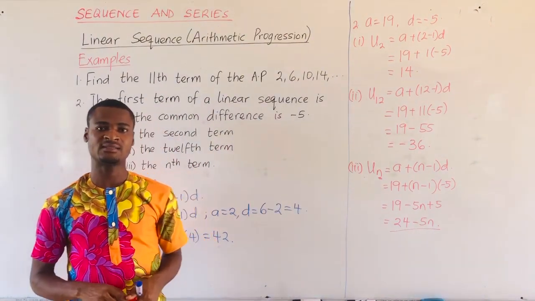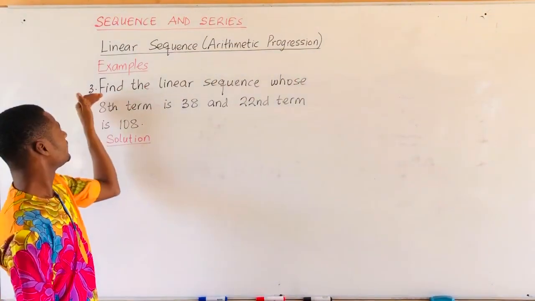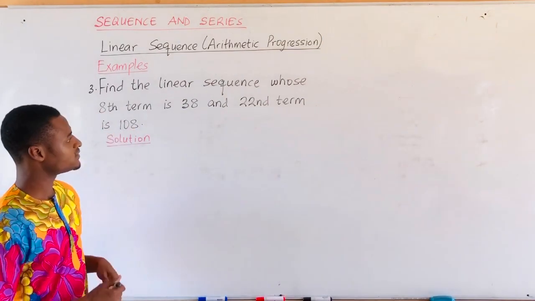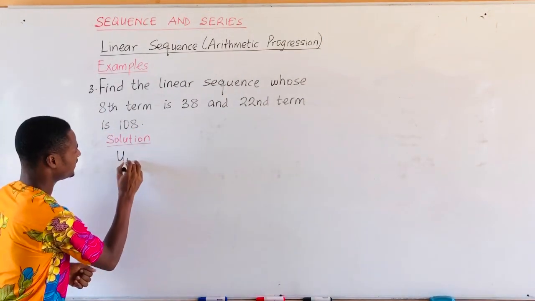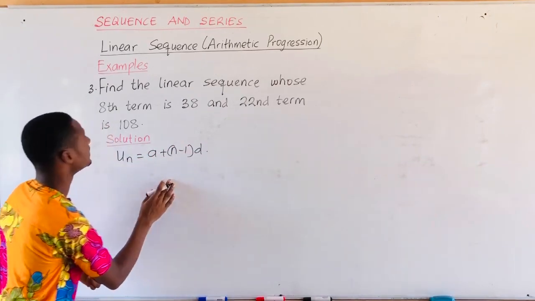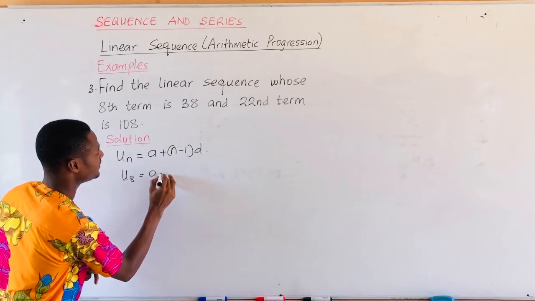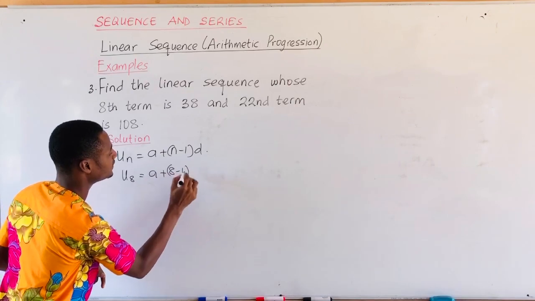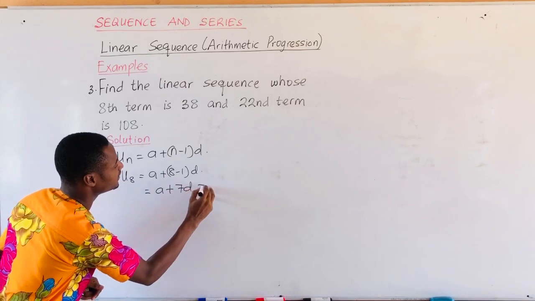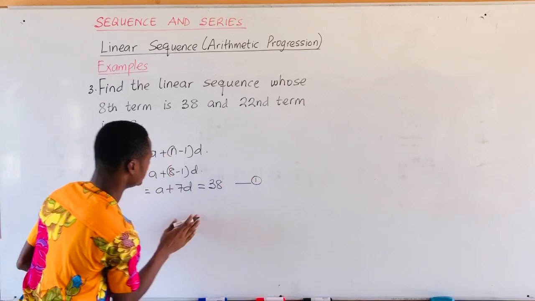We will take another example on this. Find the linear sequence whose 8th term is 38 and 22nd term is 108. We have learned that Un is a plus (n minus 1)d. And so U8, which is the 8th term, is a plus (8 minus 1)d. That will give us a plus 7d. We are told that the 8th term is 38. So that is an equation.